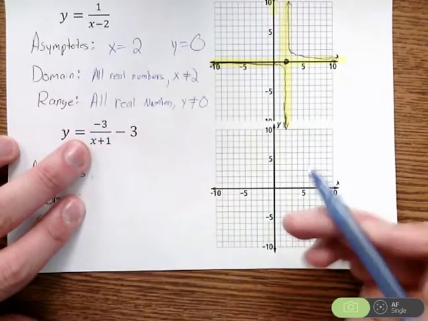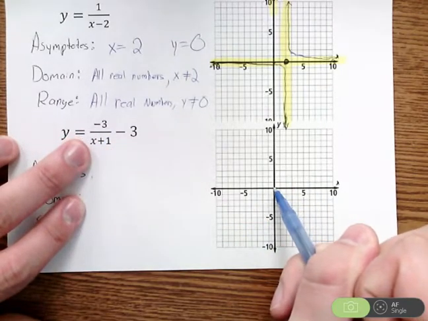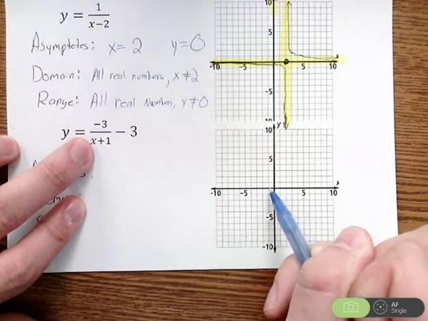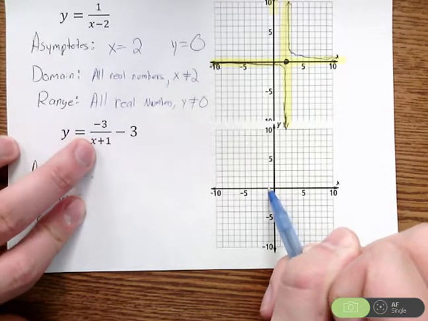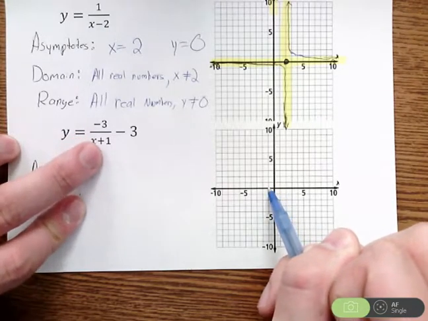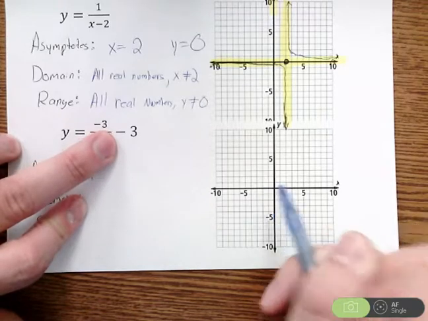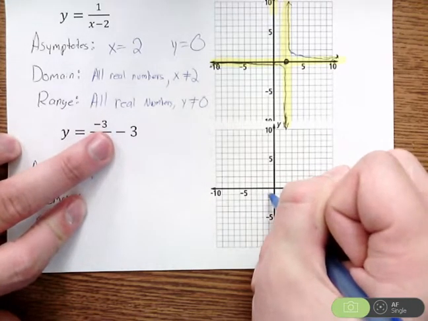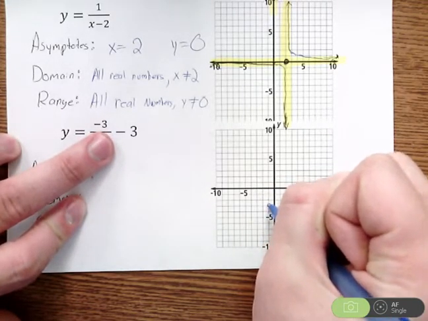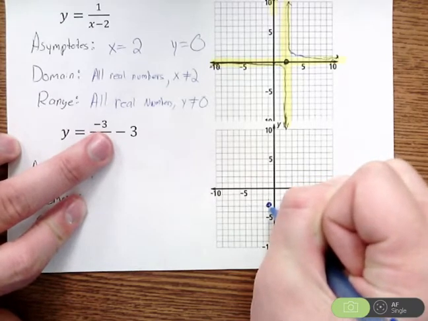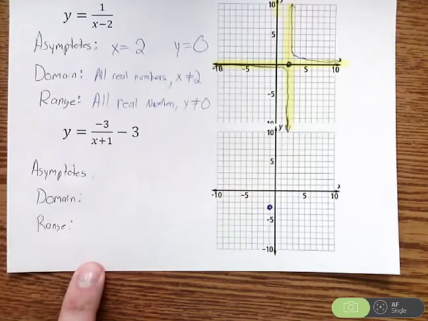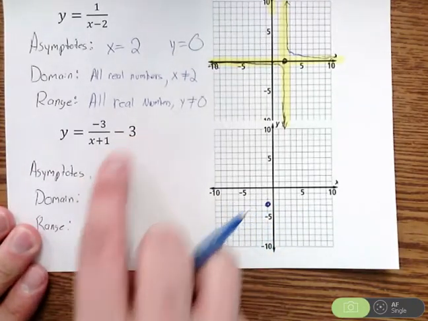So this x plus 1, that is actually going to shift everything to the left 1. So I move my center to the left 1, and I'm going to just leave my pen there. I'm not going to draw yet. That minus 3 is going to shift everything down 3. So I go to 1, 2, 3. That is my new center point. So everything shifted left 1 and down 3.